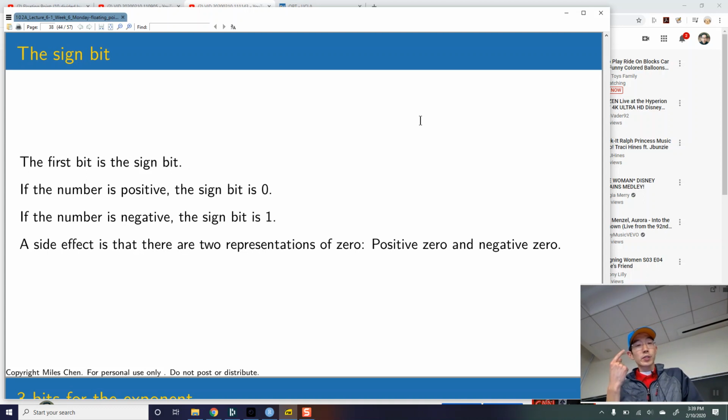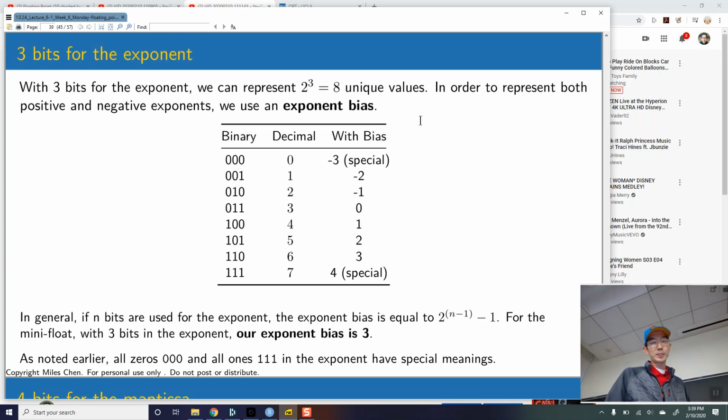The first bit is going to be our sign bit. If it's a 0, it's going to be a positive number. If the number is negative, the sign bit is 1. And so one side effect of this is that you have 2 representations of 0. You're going to have a positive 0 and a negative 0. And I guess that's fine.